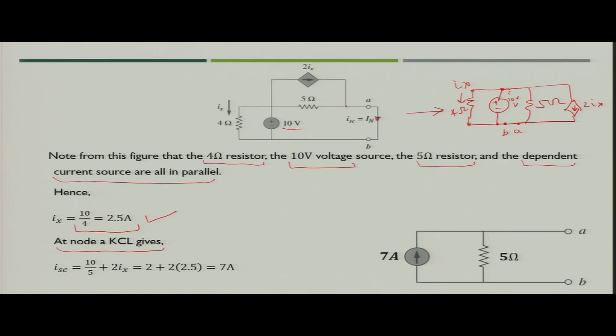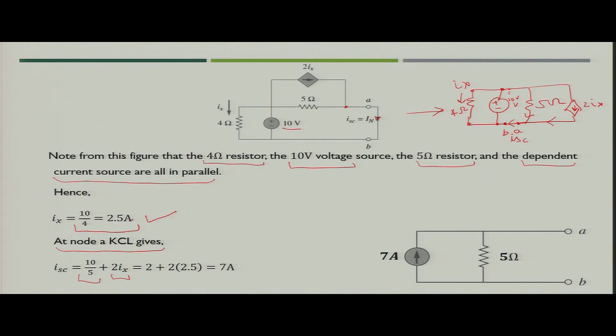So, if you see here, the value of short circuit current is given by first 10 divided by 5, because if you see this figure, this is again in parallel with 10 volt. So, you get 2 ampere as a current, that is 10 by 5 plus 2 times Ix, right. So, if you see this and this, this is coming here, and this is short circuit current, because it is between A B. So, current flowing between A B, that is Isc, is nothing but current flowing through resistor 5 ohm as well as current flowing through the dependent current source. So, now Isc is nothing but 10 divided by 5 plus 2Ix.